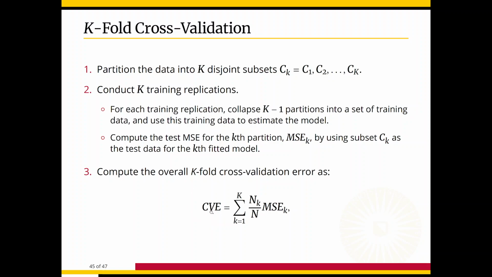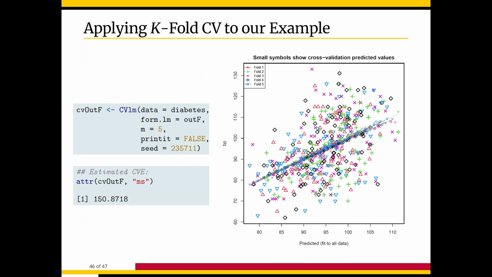This is also a mean squared error. It's interpretable as a mean squared error, but it's a specific flavor of mean squared error because we derived it from the cross-validation. Okay? And we can use that estimate of the cross-validation mean squared error to evaluate the model fit.